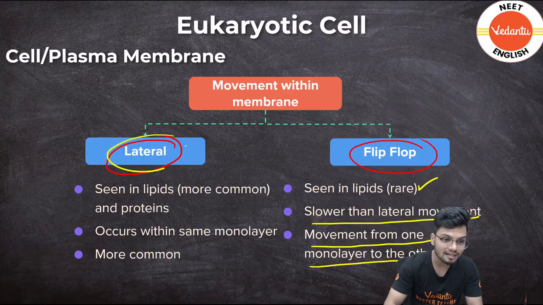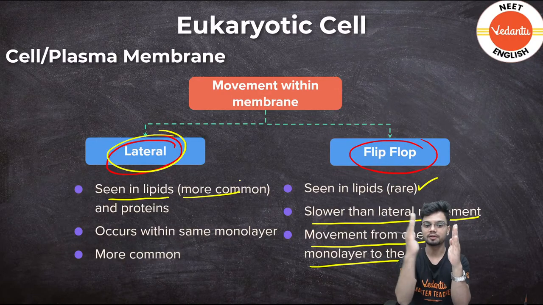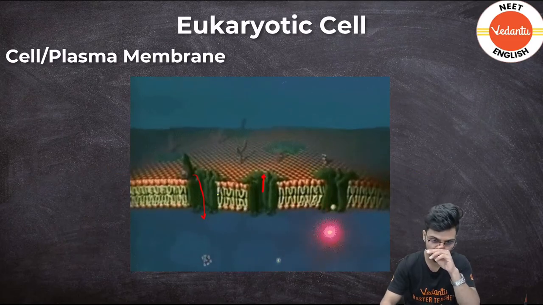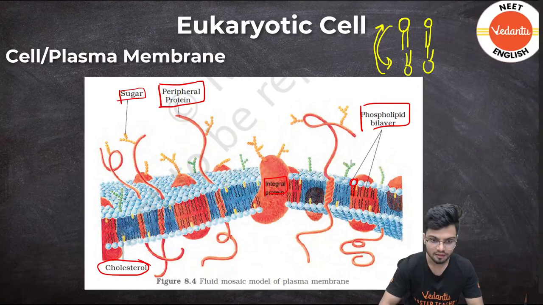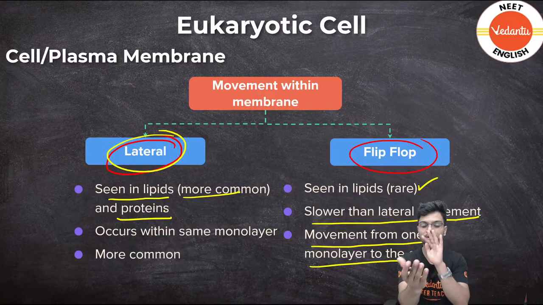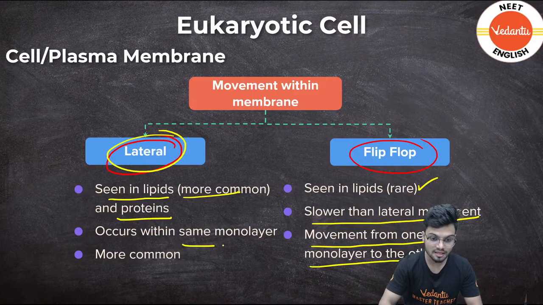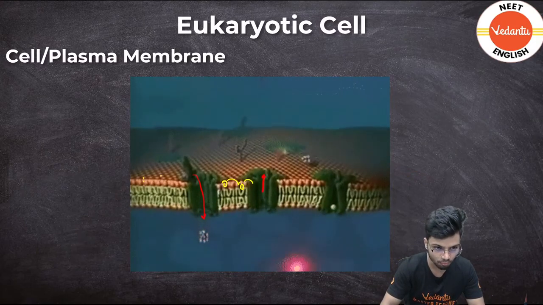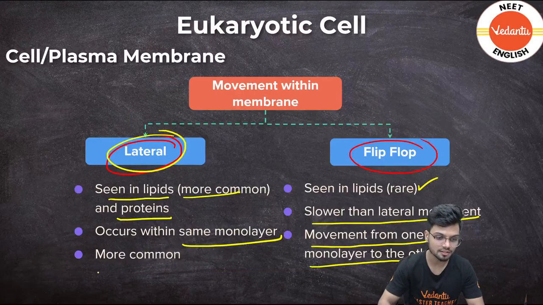But there is something called lateral movement. Now, what is lateral movement? It is seen in the case of lipids, and is more common. That is, laterally the lipids are moving. Can you see here? This lipid will move from here to here. This lipid will move laterally like this. Lateral movement is also seen in the case of your proteins. This protein can move around its axis, and can also move laterally. They occur in the same monolayer. Within this same monolayer, the movement will occur. That is called your lateral movement, and it is the more common movement.